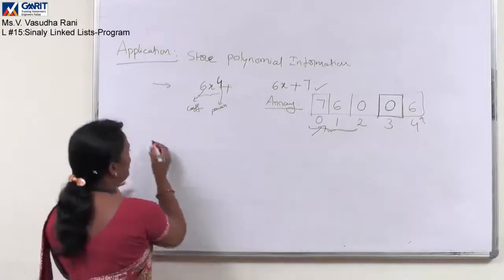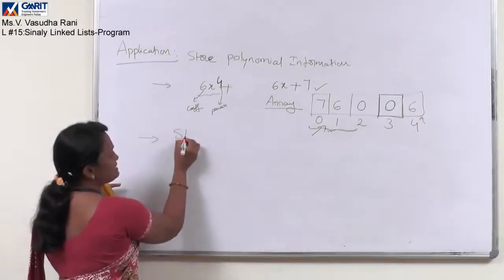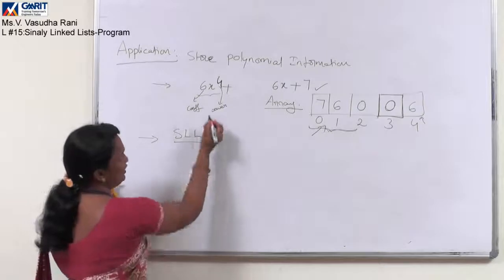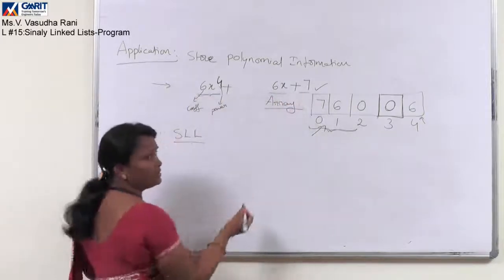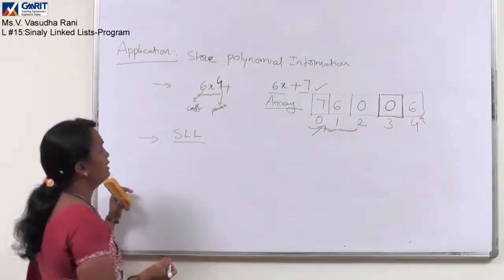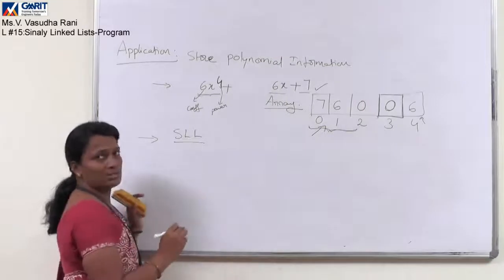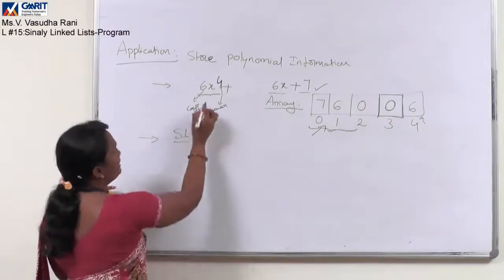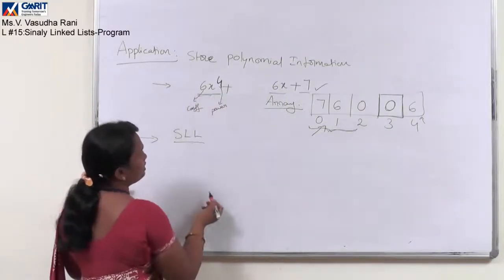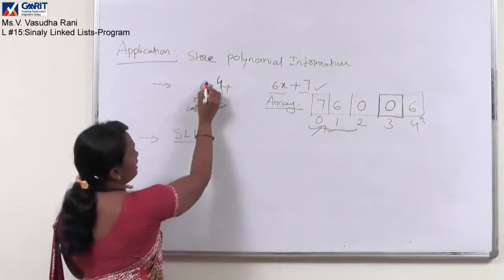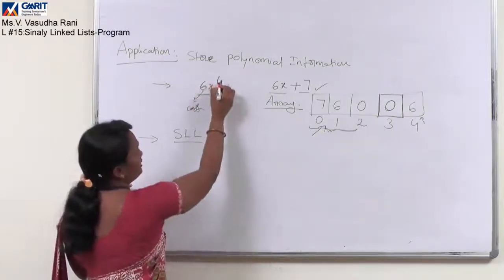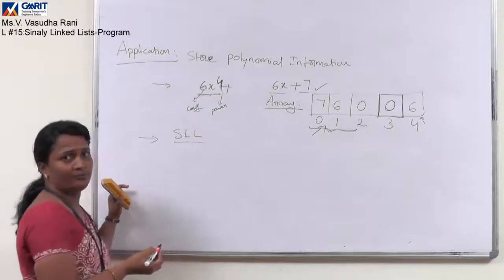The same thing, if you try to represent using a singly linked list: how many terms are there? 3 terms are there in the polynomial. So we need 3 nodes in the singly linked list. In every node, what are the things to be stored? One is the coefficient, another is the power of x.